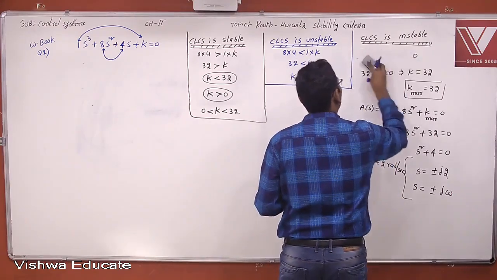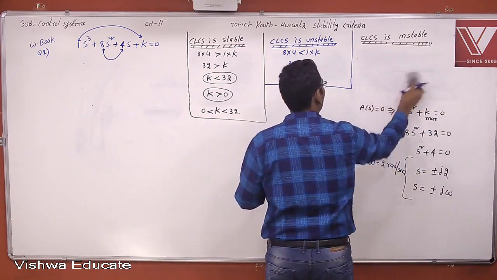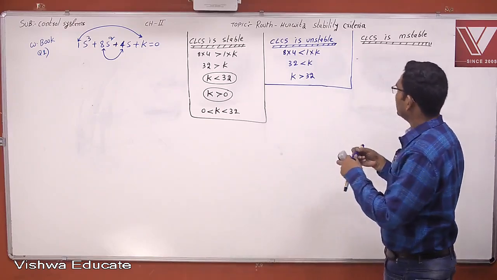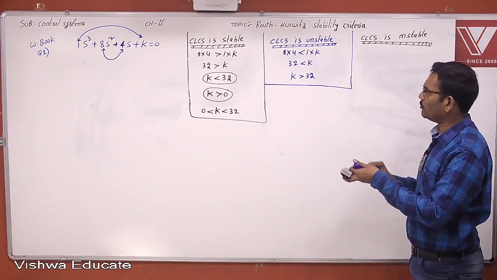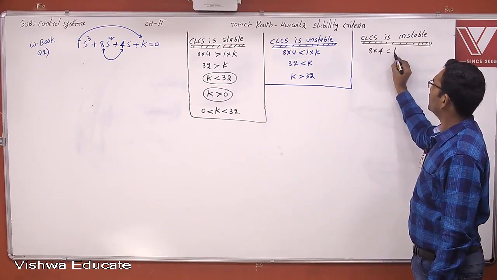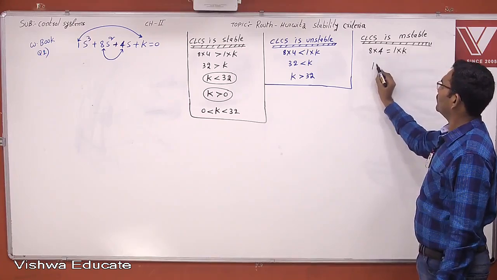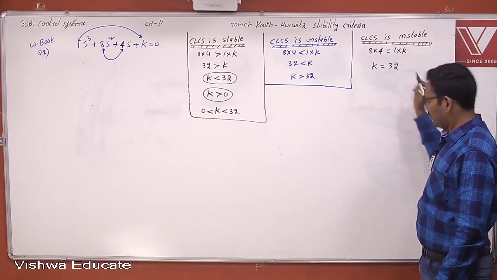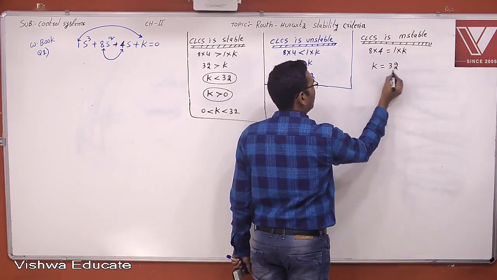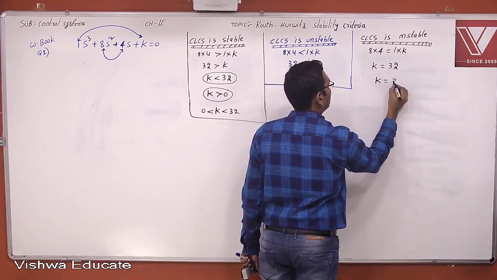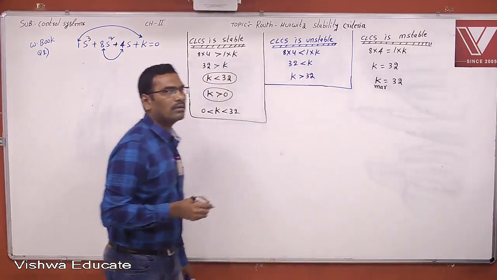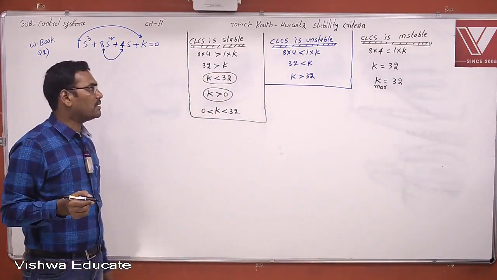Now the closed loop control system is marginally stable. The internal quotient product is equal to the external quotient product. What is the internal quotient product? It is 8 into 4, which is equal to the external quotient product 1 into k. Therefore k equal to 32. When the system is marginally stable, this is the margin for k. Therefore this is k margin. When k equal to 32, the system is marginally stable. So that is the value of k.